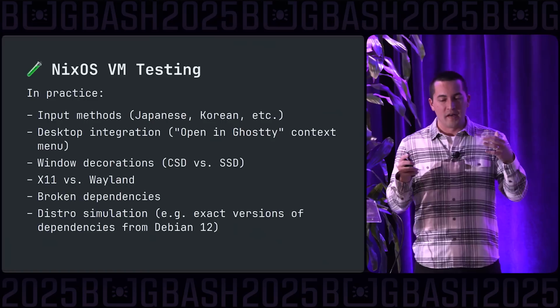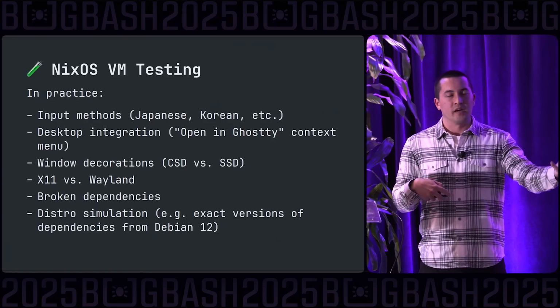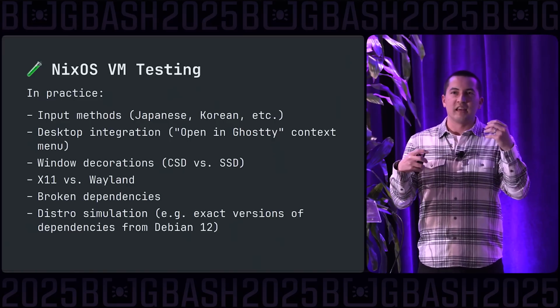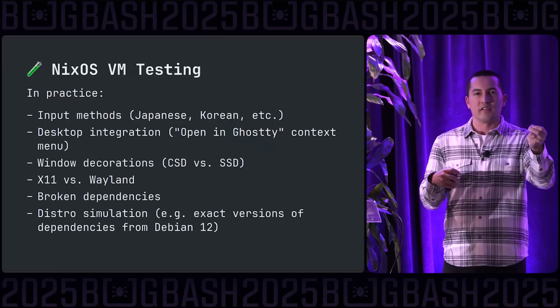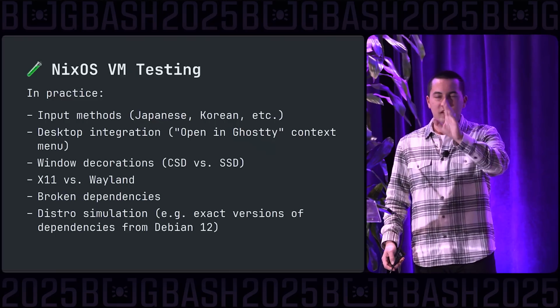For those that don't know, an input method is basically how you input certain Asian languages. Emoji keyboards are an input method. It's the ability to input any character that's not represented on your physical keyboard. Handwriting is also an input method.